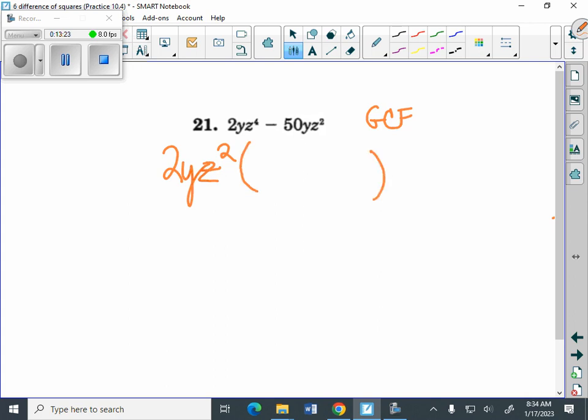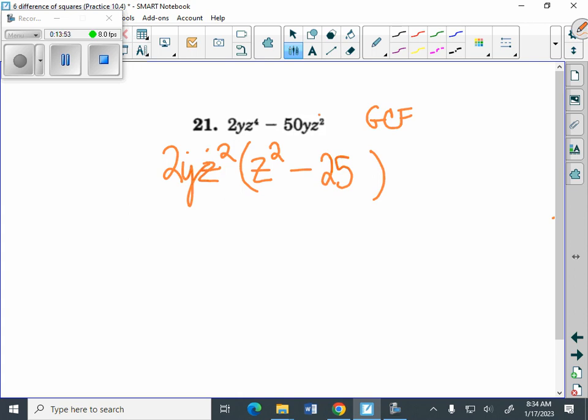2 divided by 2 is 1. We had 1y, we took it out. We had 4 z's, we took out 2 of them. We still have 2 z's. 50 divided by 2 is 25. We had 1y, we took it out. We had 2 z's, we took them out.